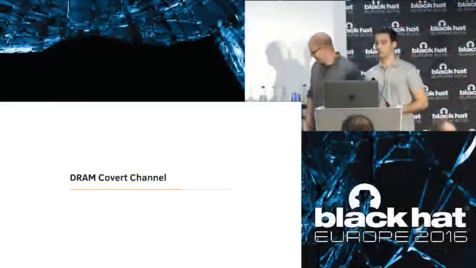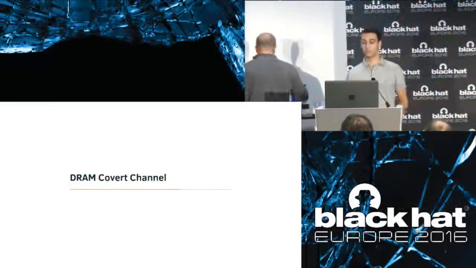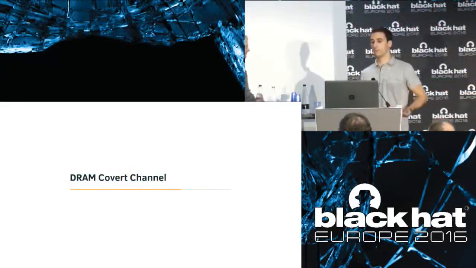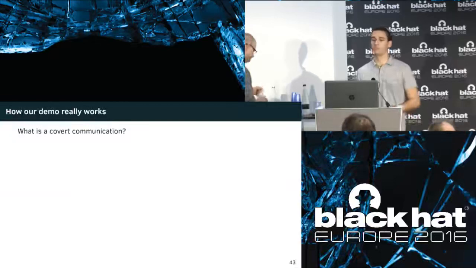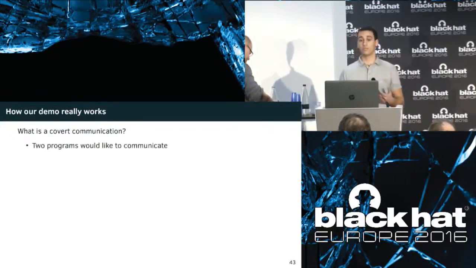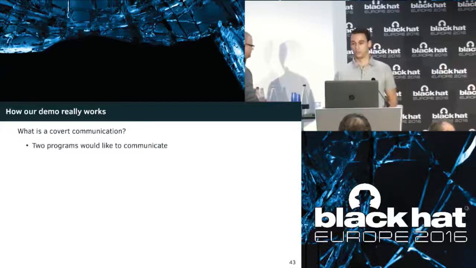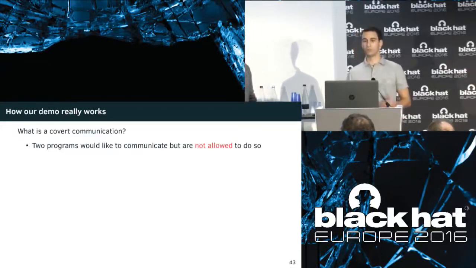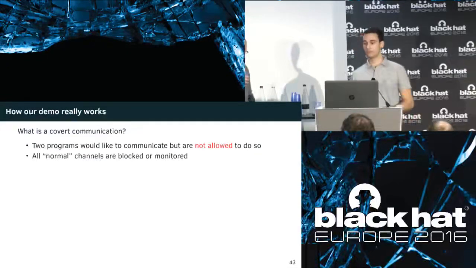So we have something else we did. Another attack, and it is a covert channel. First of all, we have to say, what is a covert channel? A covert channel is when you have two programs and they would like to communicate with each other. That sounds pretty normal, but in the case of a covert channel, they are not allowed to do so.